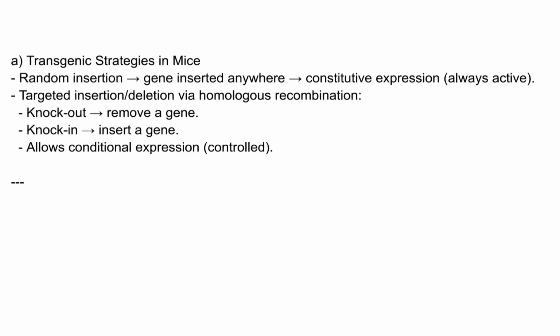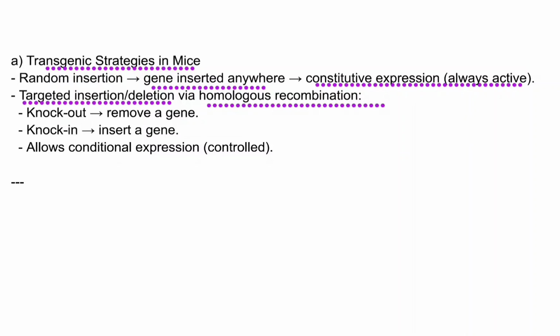Now we will discuss gene expression modifications. Transgenic strategies in mice: random insertion, targeted insertion, or deletion. In random insertion, the gene is inserted anywhere, with constitutive expression, always active. Targeted insertion or deletion is done via homologous recombination. In knockout, the gene is removed. In knock-in, the gene is inserted. It allows conditional expression that is controlled.